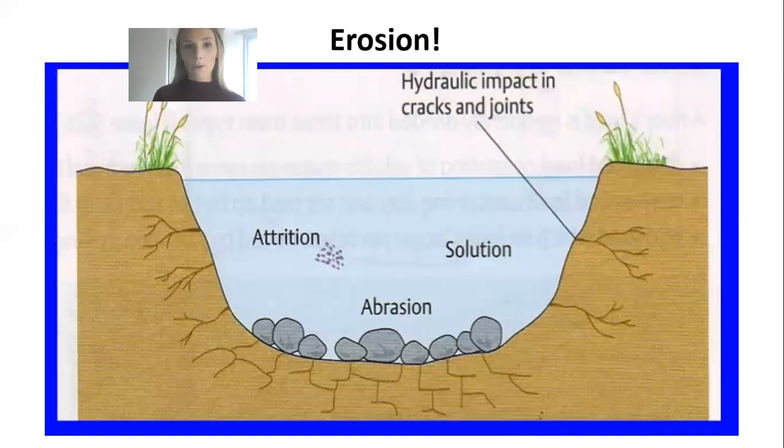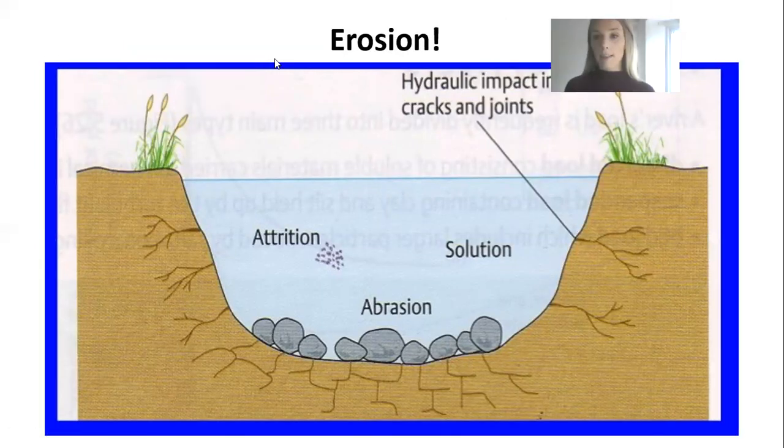So let's go over those physical processes. The 3 main types of physical processes are erosion, transportation, and deposition. Within the categories of erosion and transportation are 4 separate types. On this slide here, you can see the 4 different types of erosion.